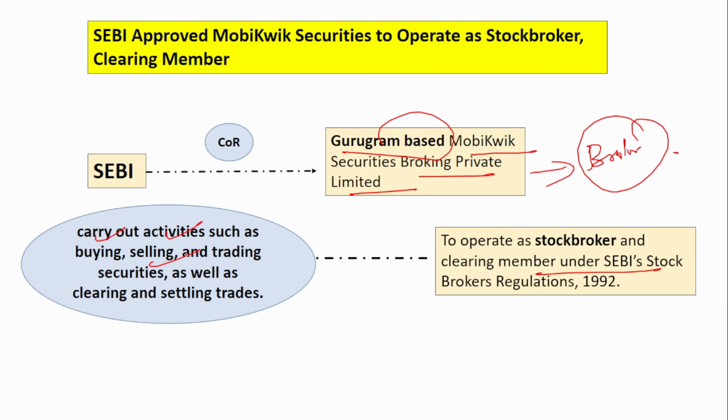Generally, you, me, if anyone wants to buy security from the stock market, we mostly place the order through a stockbroker, right? Just like Zerodha is there, Upstox is there. You have an account in Zerodha or Upstox, you place the order and the order gets executed. So that is what this Gurugram-based MobiWik Securities Broking Private Limited will also do. They have just got the certificate of registration, that is the approval from the Securities Exchange Board of India.